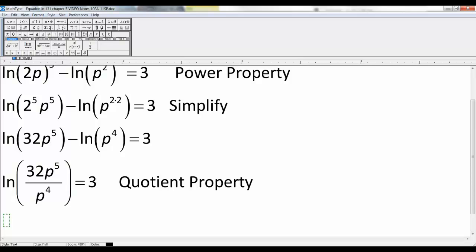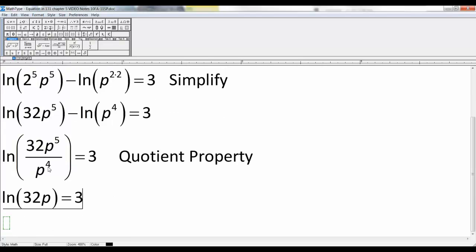All right, now I'm going to write ln of 32p equals 3, because there's 5 p's on the top, 4 p's on the bottom. They'll cancel and leave you one left over. So now I'm going to rewrite. So this was simplify again.